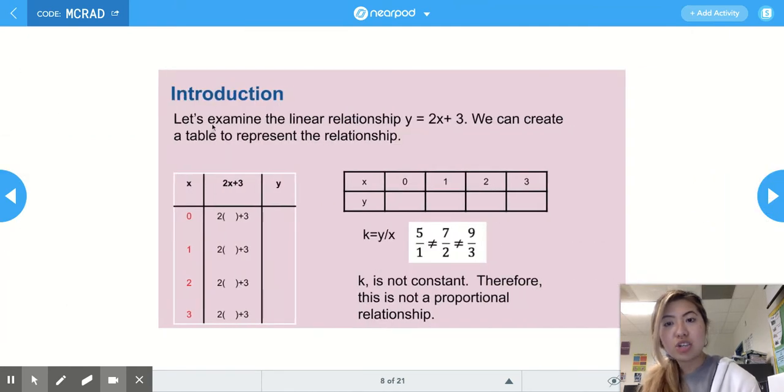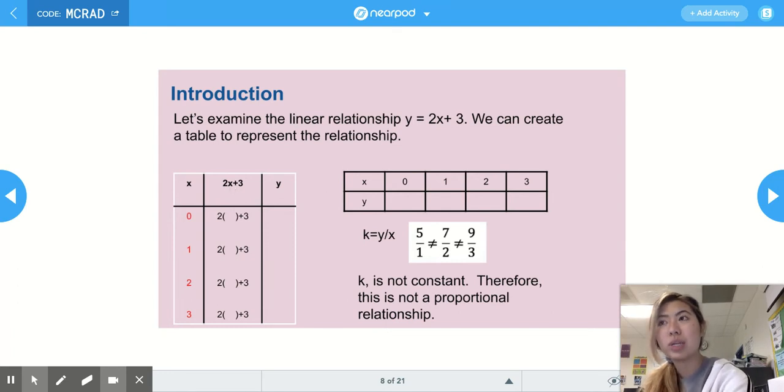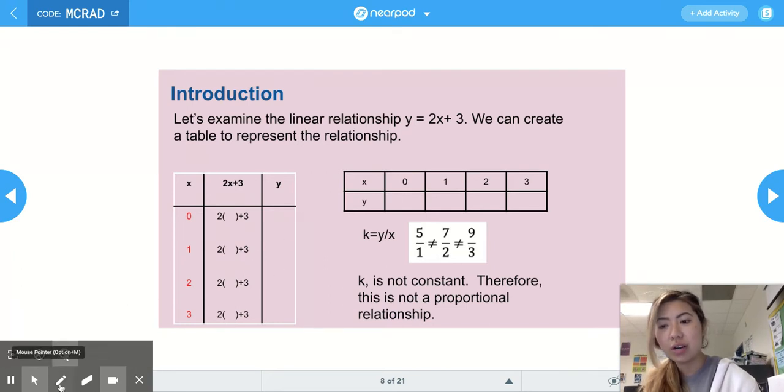So our introduction question, we have, let's examine the linear relationship y is equal to 2x plus 3. We can create a table to represent the relationship. So we already have our x values filled in, so 0, 1, 2, 3. We have our process filled in, which is the equation 2x plus 3. And now we have to fill that part out as well as find out what the y values are.